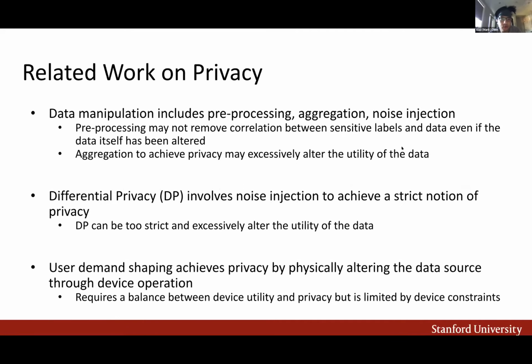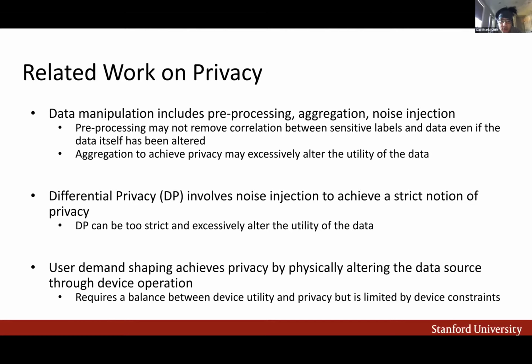So there is a bunch of related work that already covers related topics like data manipulation, including pre-processing, aggregation and noise injection. The pre-processing may not remove the correlation between the sensitive labels like income and the data, even if the data itself has been altered a little bit. Also, aggregation to achieve privacy may excessively alter the utility of the data itself. It can be the situation that the data will change quite a lot after this aggregation.